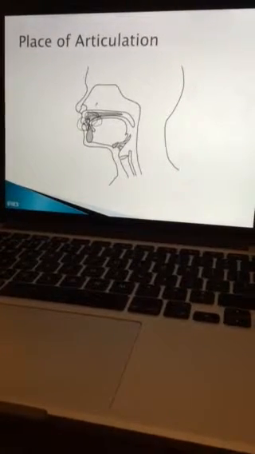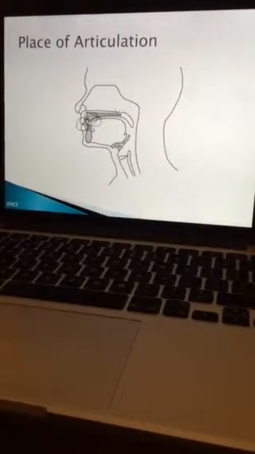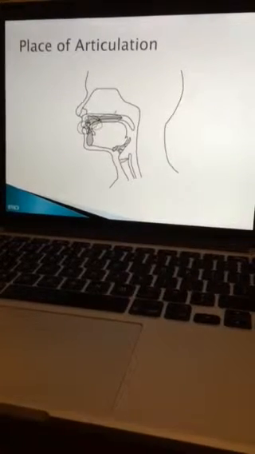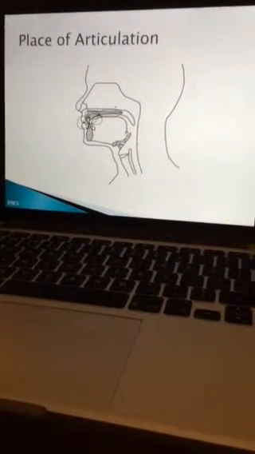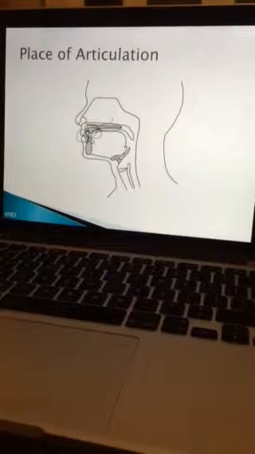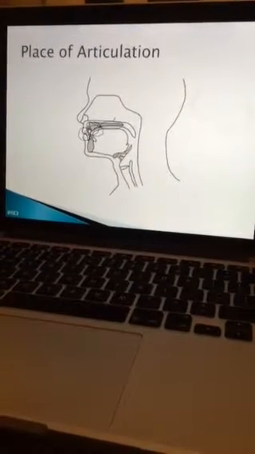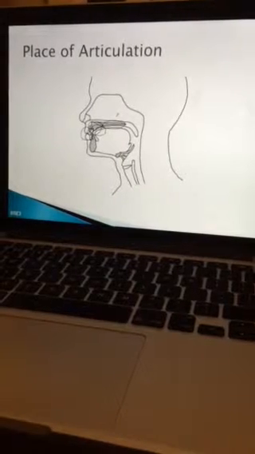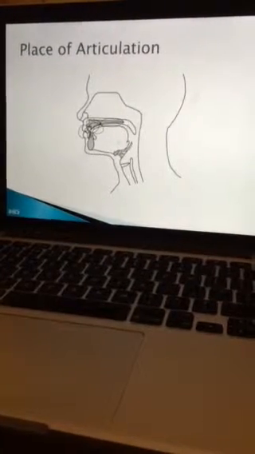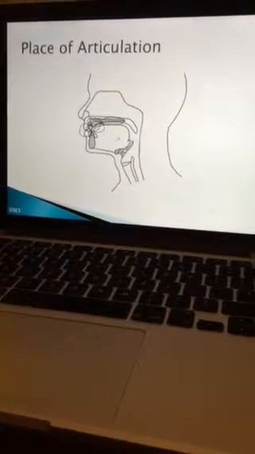Palatal, a constriction at the roof of the mouth using the hard palate. So it'll be using your tongue and the hard palate. An example of this is j. Velar, constriction narrowing at the velum. So it's g, or when you say a word such as song.